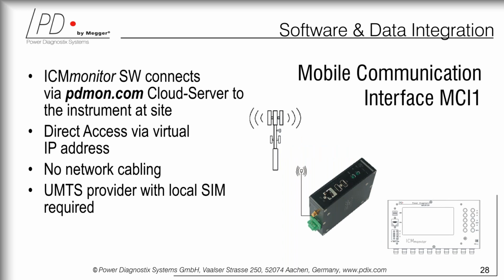Another way to connect to the device is to have an additional module, this LTE mobile communication interface, CII1. And this interface effectively enables the device to be queried via an LTE network. There's no cabling; the UMTS provider is going to give us a SIM. The SIM goes inside of this box, and then everybody that is, of course, entitled from a user management and cybersecurity point of view could look and draw data out of the device.